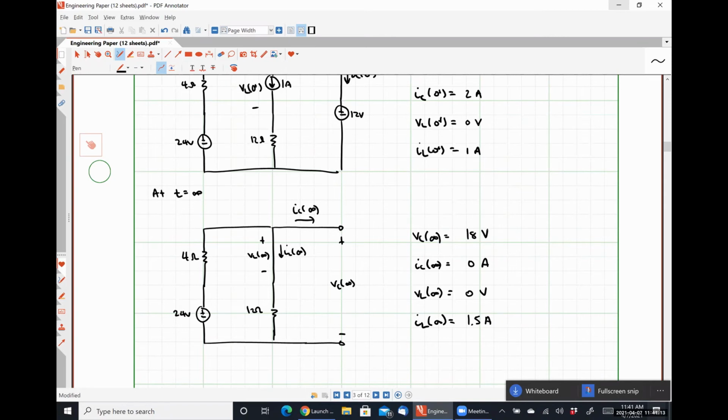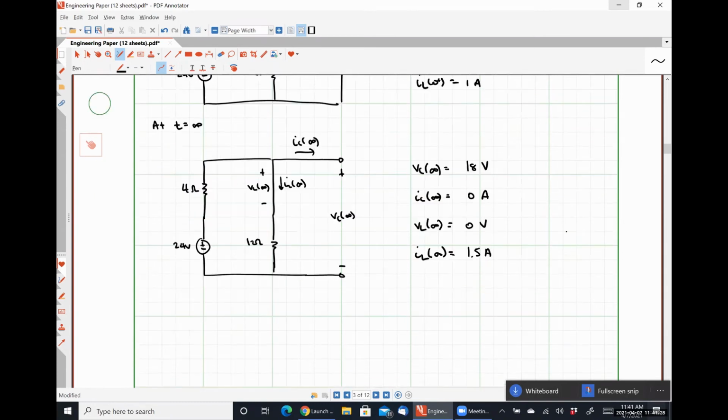All right. So we know that we have an overdamped circuit. We know how it behaves at t is equal to 0 minus, t is equal to 0 plus, and t is equal to infinity. So now we can start taking care of things.